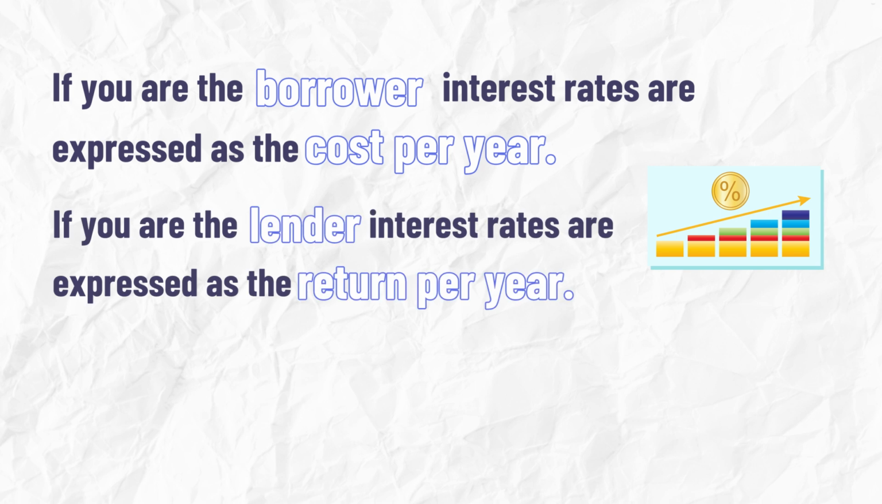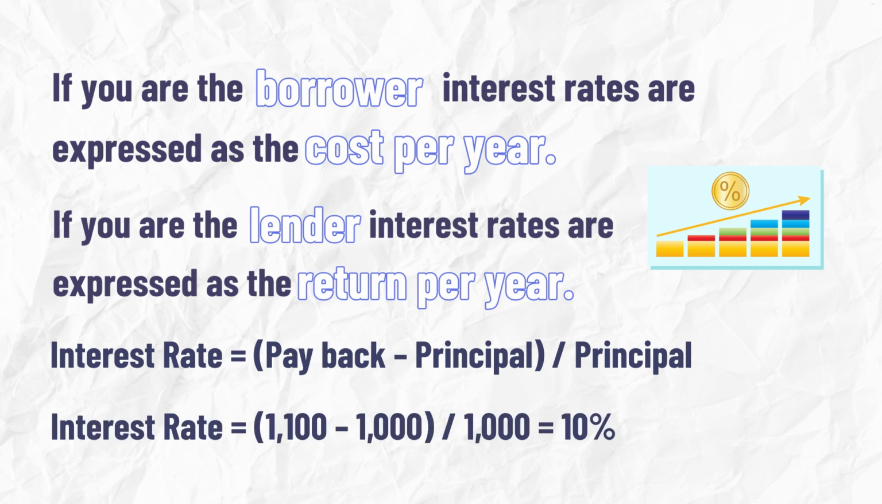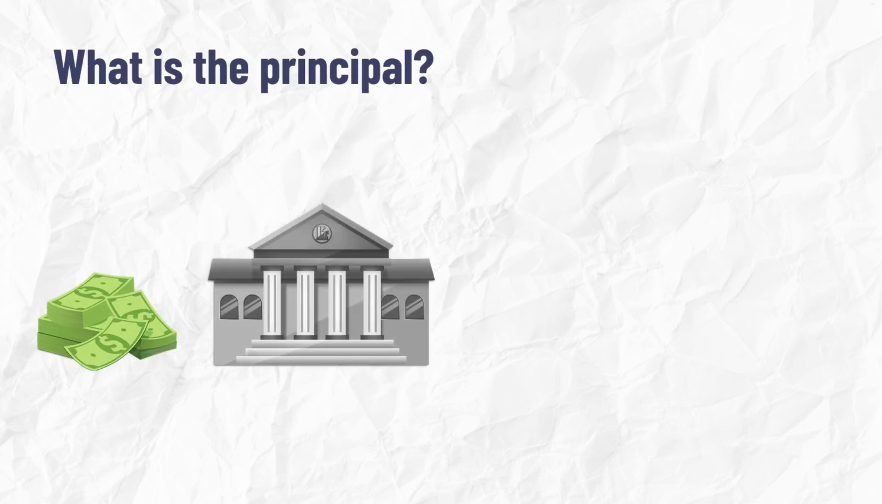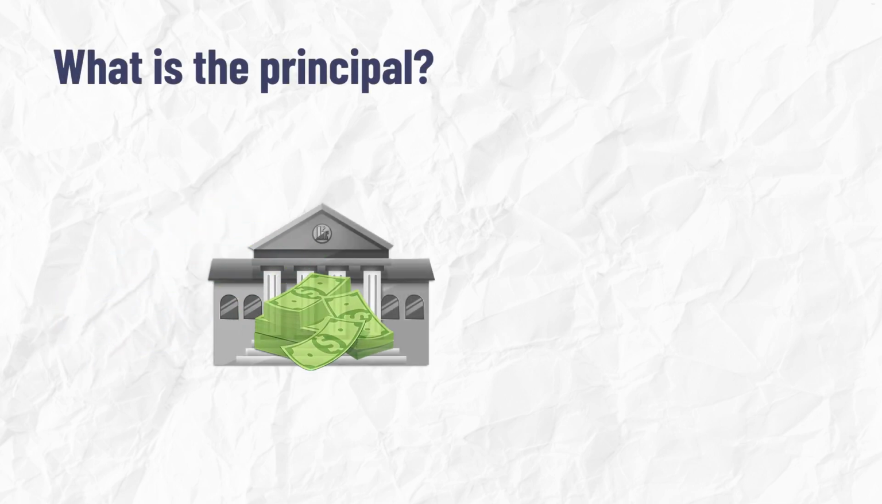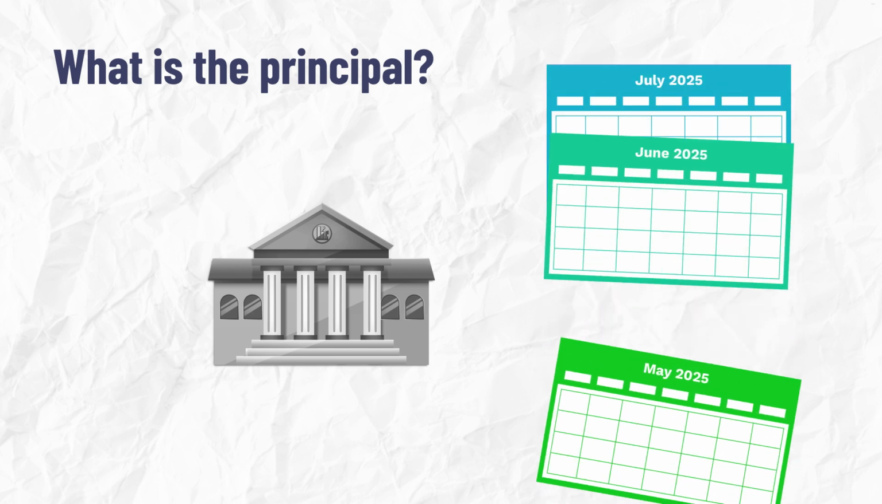To calculate the interest rate on a one-year loan, subtract the principal from the payback amount and then divide that amount by the principal. So, 1,100 minus 1,000 divided by 1,000 is 10%. The principal amount is the initial money a business or individual borrows from the bank, or the amount of money invested in the stock market or any other asset.